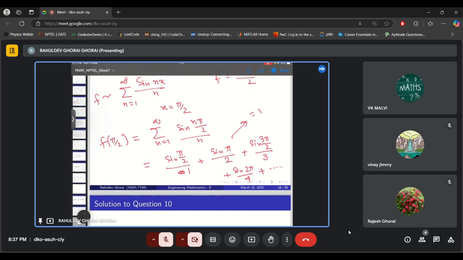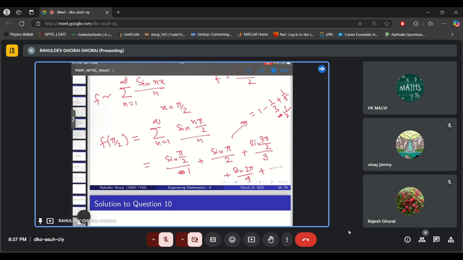This is pi plus pi by 2, right? So it will be negative of 1, so negative of 1 by 3. And you will see it will be plus positive of 1 over 5 and negative of 1 over 7, it will keep on going. So that's why this series is this.